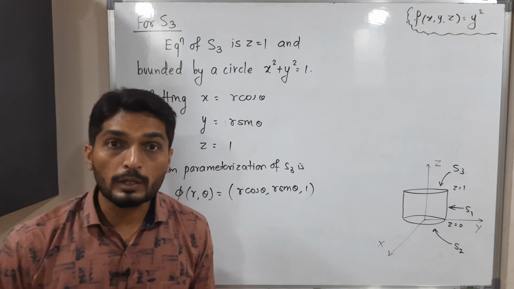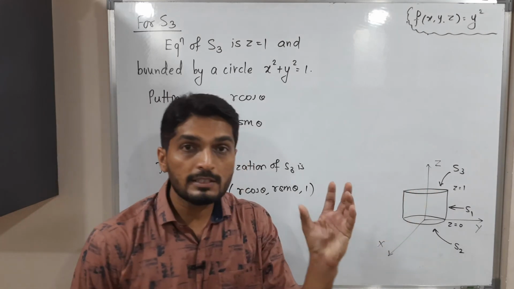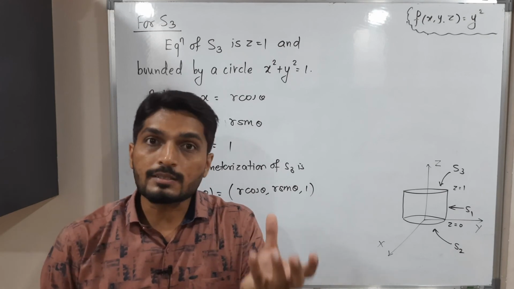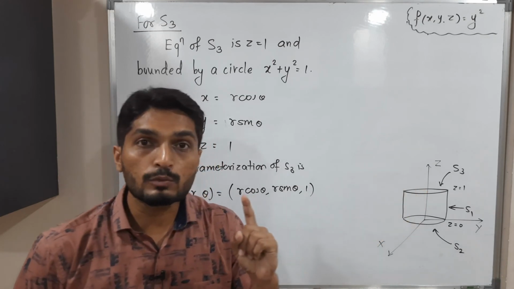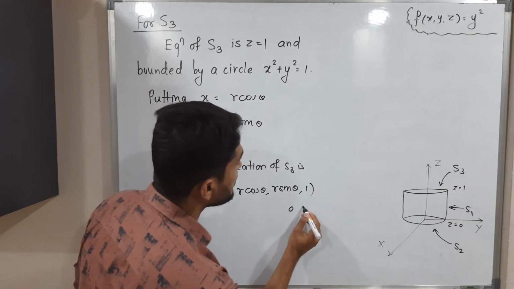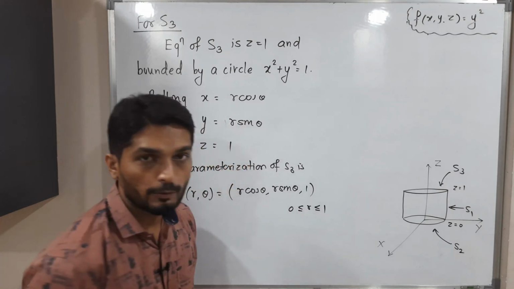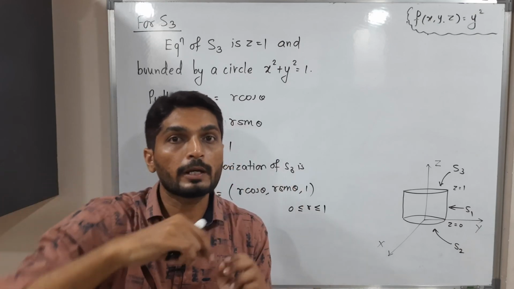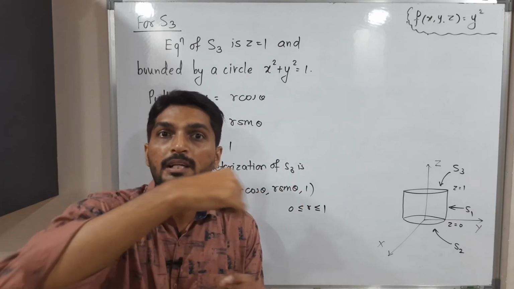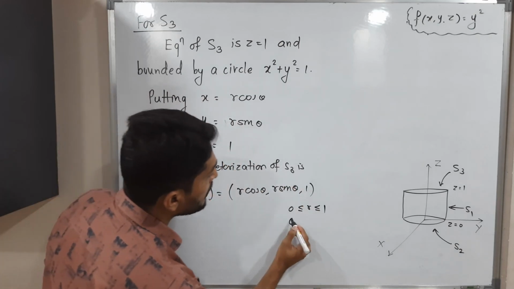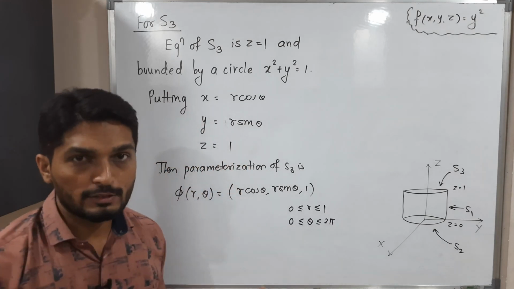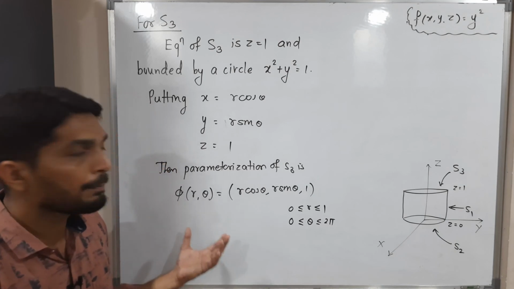Let us talk about limits. We have a circle at height z is equal to 1, with radius 1. So r obviously varies from 0 to 1. To cover the complete circle, theta should be rotated by 360 degrees, so theta should vary from 0 to 2 pi. So these are the limits of r and theta, and this is the parameterization.